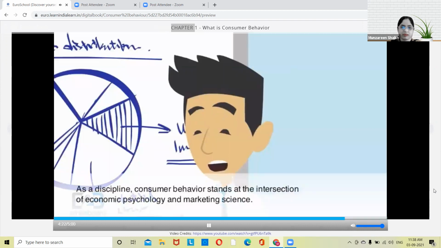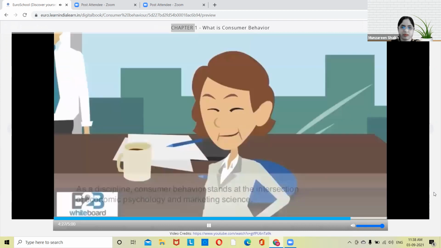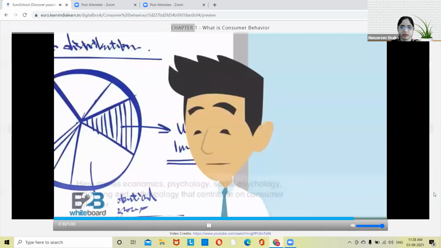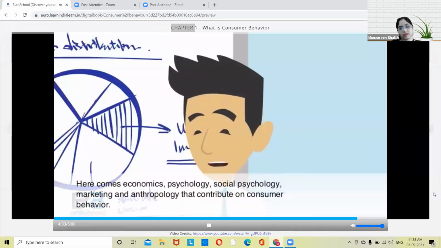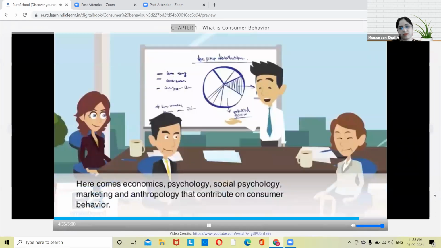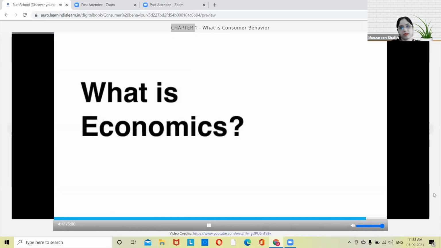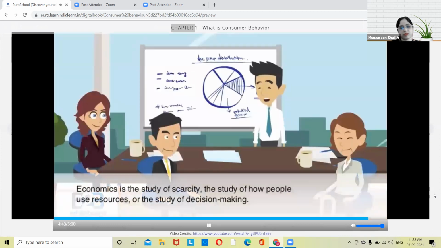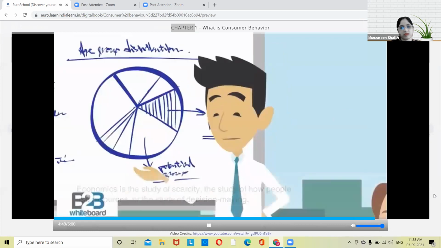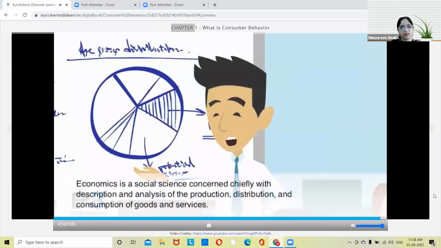As a discipline, consumer behavior stands at the intersection of economic psychology and marketing science. Here come economics, psychology, social psychology, marketing and anthropology that contribute to consumer behavior. What is economics? Economics is the study of scarcity, the study of how people use resources, or the study of decision-making. Economics is a social science concerned chiefly with description and analysis of the production, distribution, and consumption.